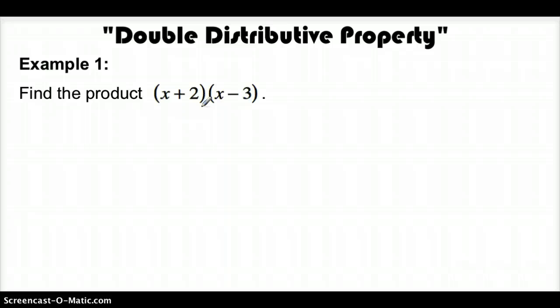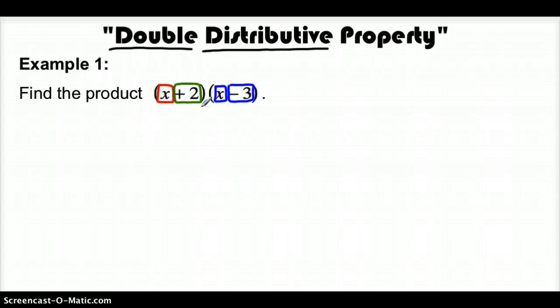Now the first thing I like to do is separate the terms and see what we actually have going on. So I know here I've got a positive x, or a positive 1x, and here I have a positive 2, and we're multiplying that by a positive 1x and then a negative 3. Now, you can see my title for this slide, I call it the double distributive property, because that's essentially what we're doing here.